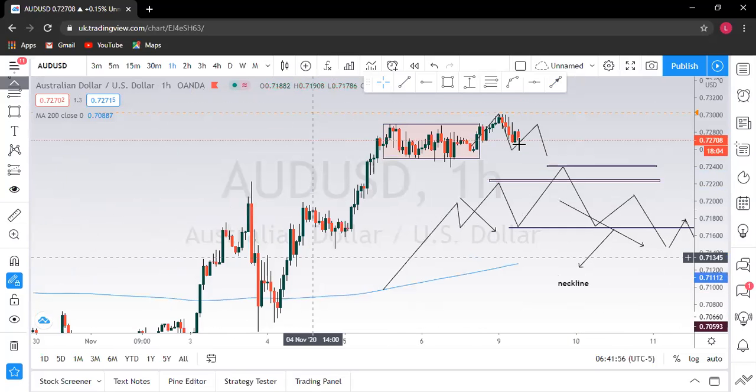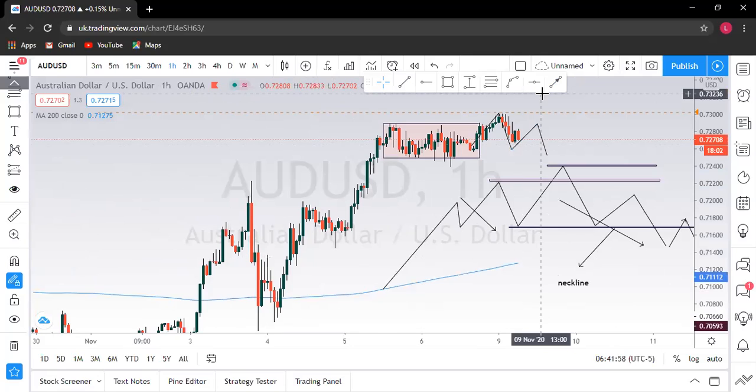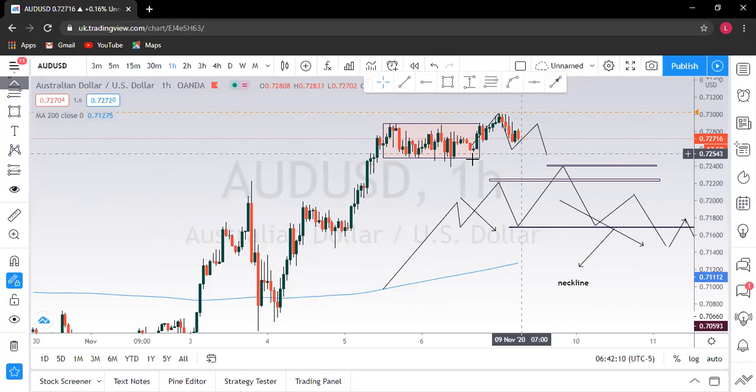And they can decide to just continue and form what? A new high. So that is how they are being trapped, you understand? But if you wait for the break and retest of the neckline, you're on the safer side. It shows that okay, this thing is actually going on a downward trend.